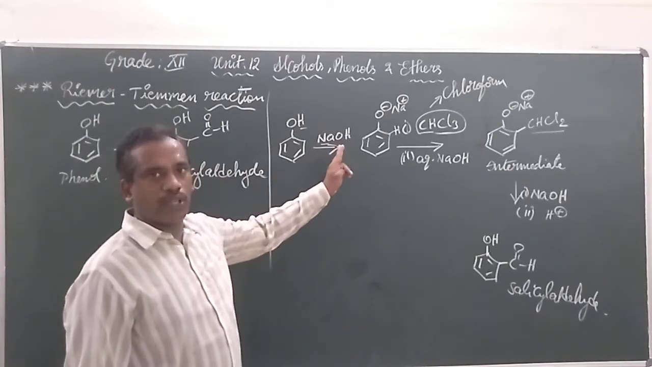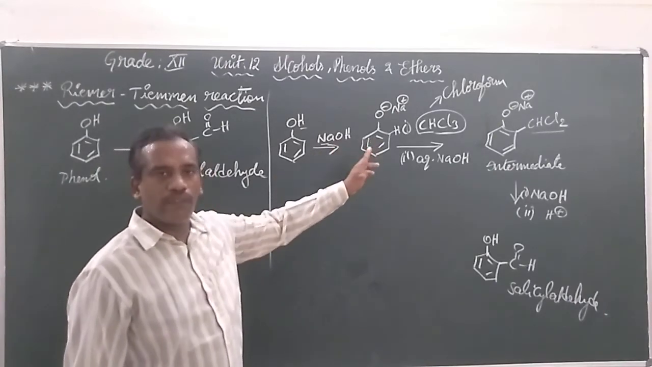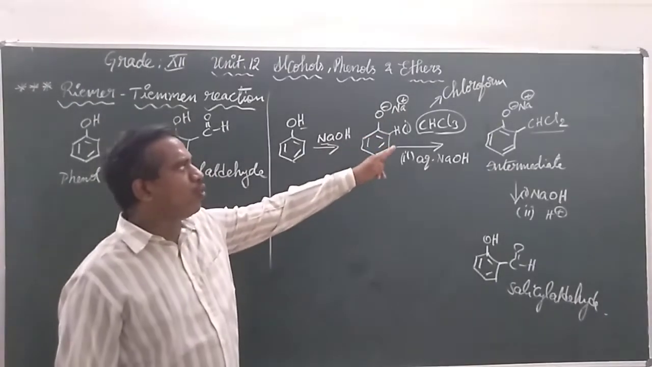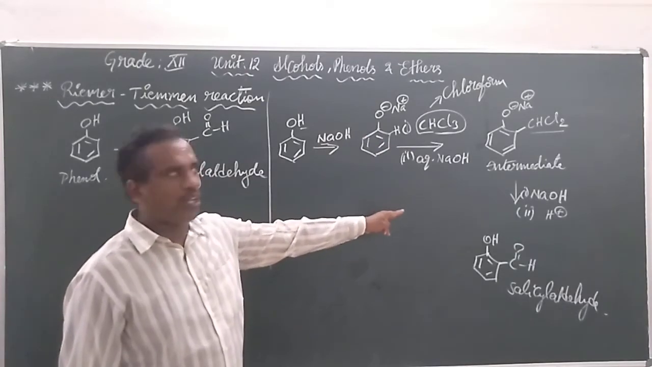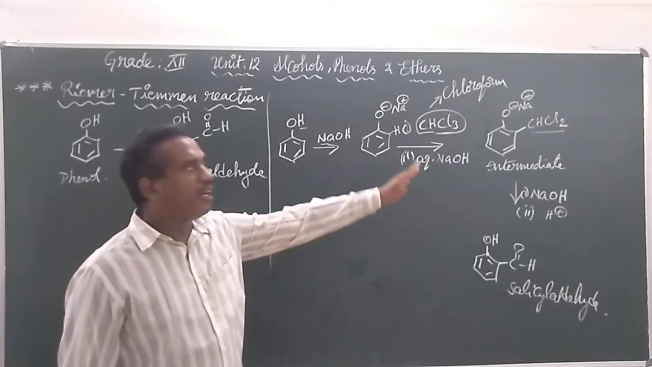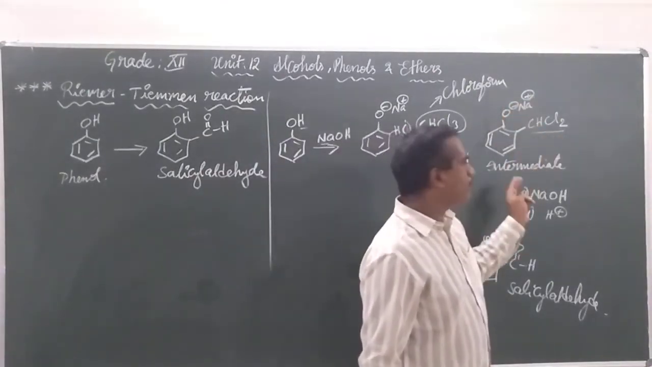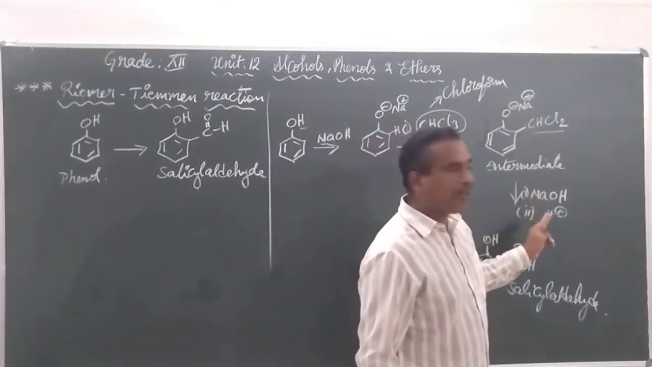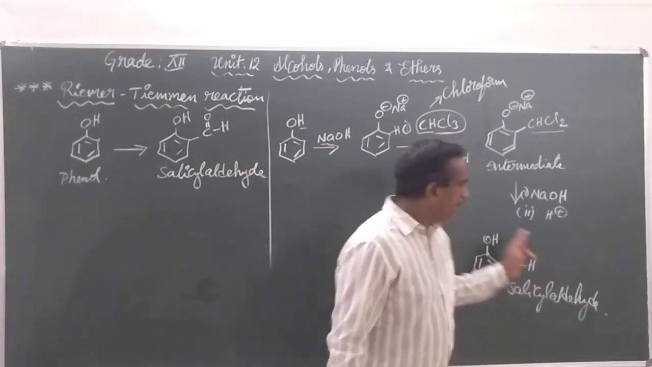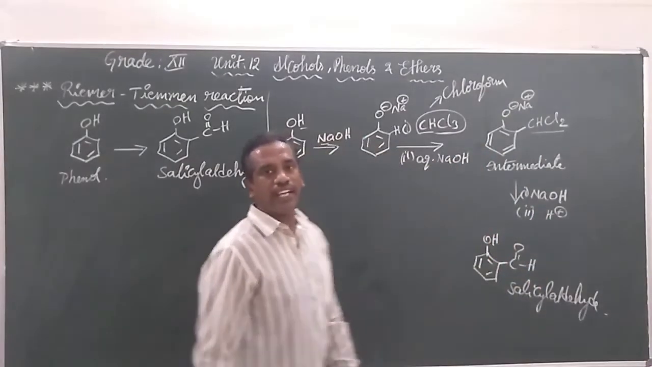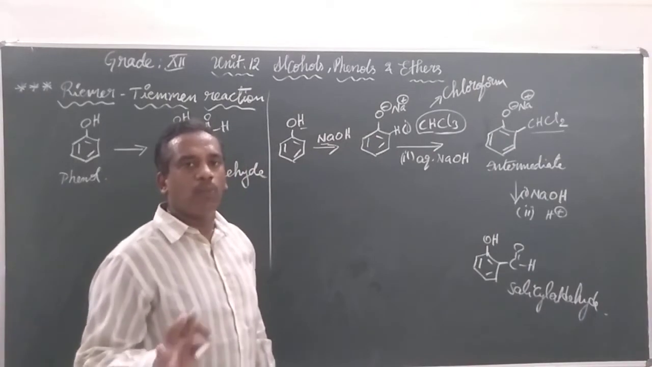Phenol when reacted with sodium hydroxide is going to form sodium phenoxide ion. When reacted with chloroform formed by aqueous NaOH, there is an intermediate with O minus Na plus and CHCl2. When further reacted with sodium hydroxide and in the presence of H plus, it is going to form salicylic aldehyde. This is useful up to the board examinations.